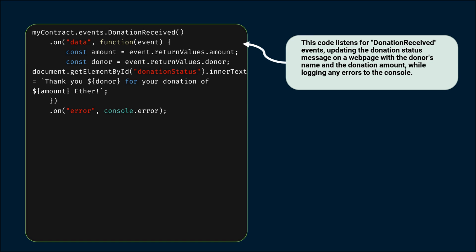By incorporating this feature, we create a real-time feedback loop that enhances the user experience, making donations feel more engaging and appreciated. Additionally, the onError console.error line ensures that any potential errors during event listening are logged to the console for debugging, contributing to a robust implementation.